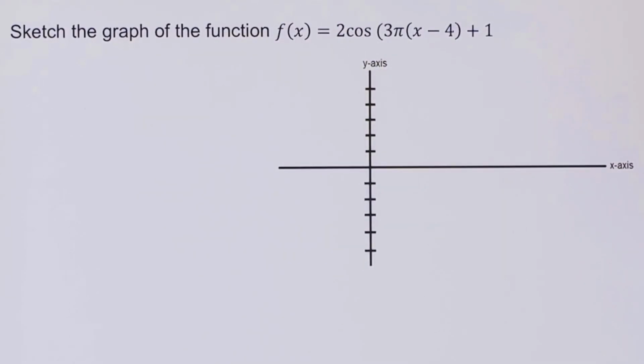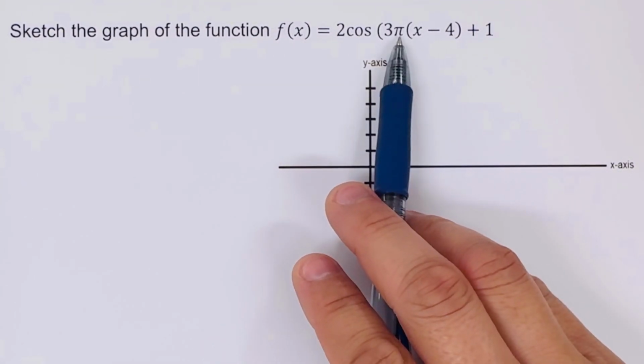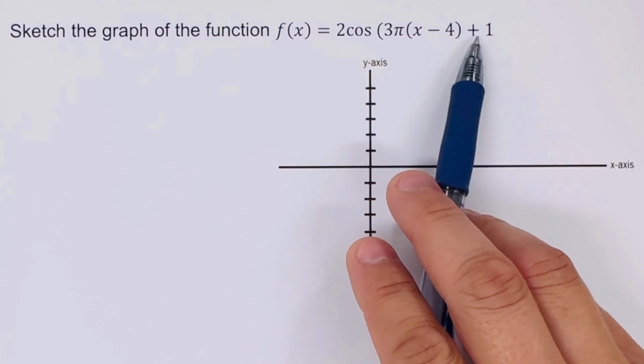Hello everyone. This video will show how to sketch the graph of trigonometric functions in transformed form. Now let's go over this first example. In this example, we're given the function 2 cosine 3 pi quantity x minus 4 plus 1.